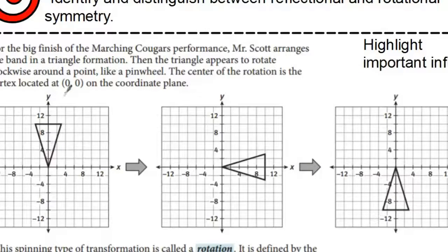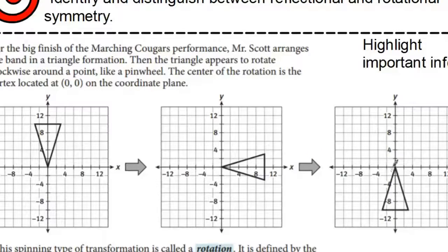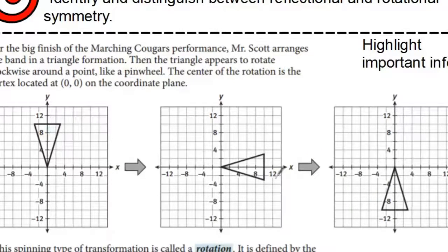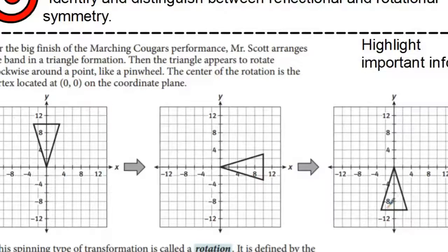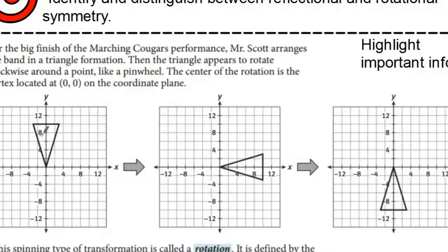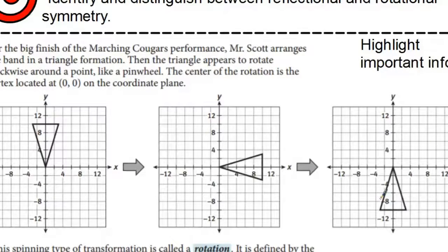So you can see he's got this triangle here, it turns this way, and then it turns again to face this way. How many degrees would be the rotation from here to here? Very good. If you said 90, you are correct. And then from here to here would be another 90. Or if you want to see it total, all the way from the very first pre-image to the very last image would be a rotation of 180 degrees.